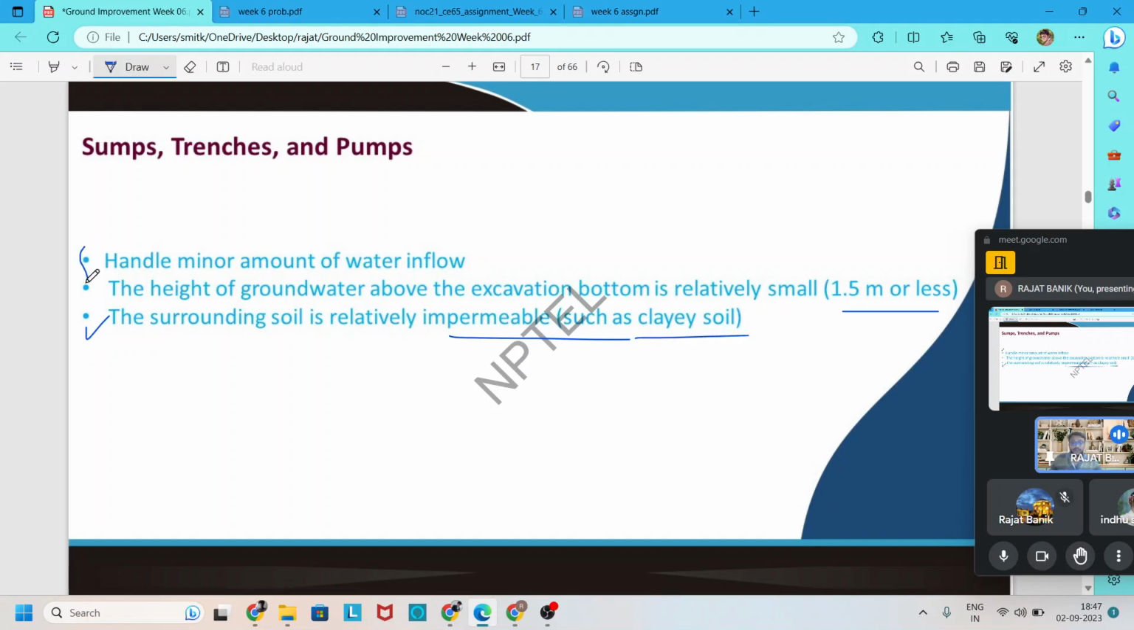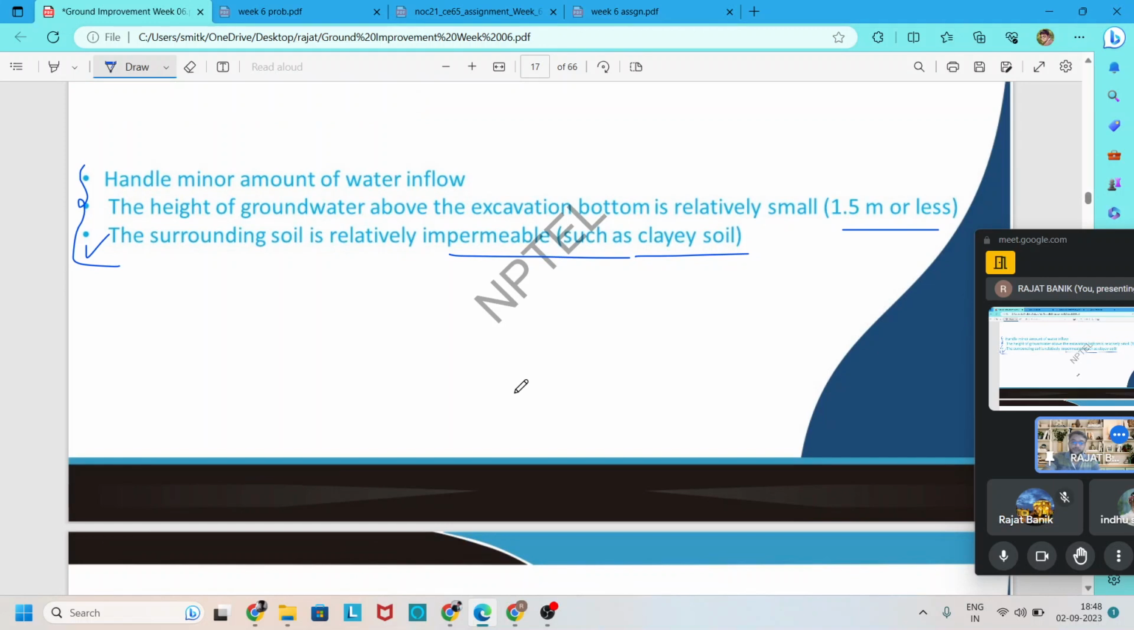For that, only this technique is used. That means if the surrounding soil is impermeable, there is no further infiltration of water happening. So this technique is easily used. That means water is collected by some trench or sumps or pumps, and in this way drained out from one area to another area or region. But this technique has little use only.